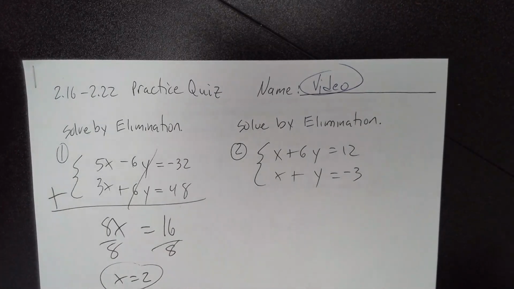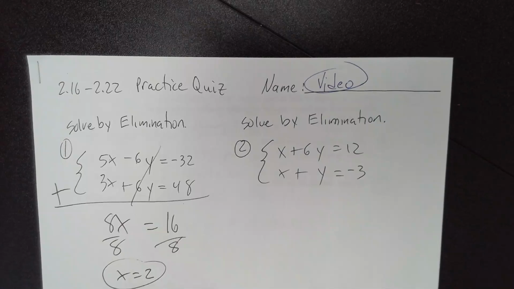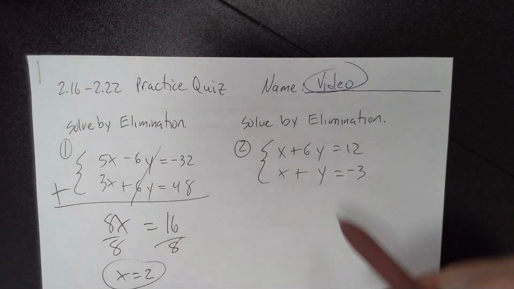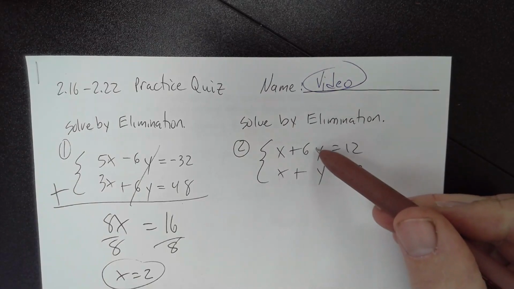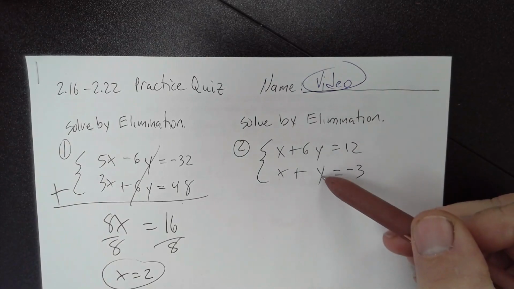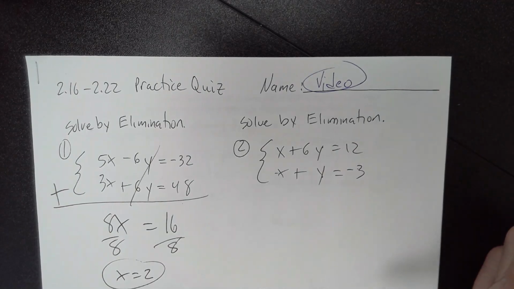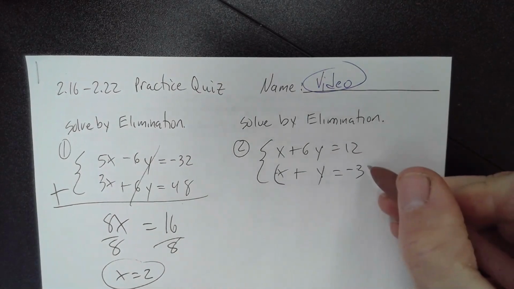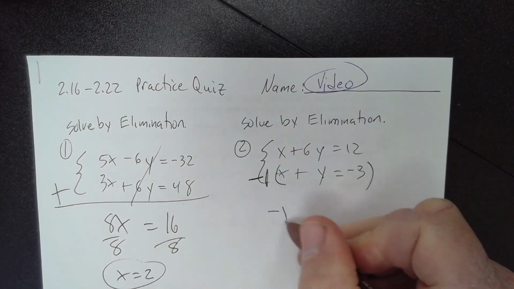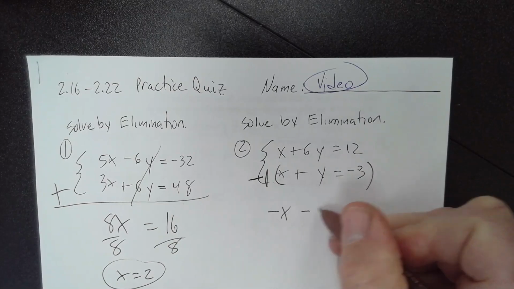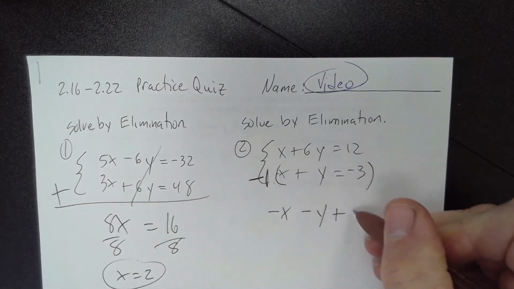On this one here, number 2, we have to manipulate one of the equations so it eliminates. So I'm attracted to the fact that this is x. If I made this negative x, that would be awesome. Also, if this was 6y, you can make that negative 6y by multiplying by negative 6. It works either way. So I'm going to multiply this equation by negative 1. So I get negative x minus y, and then plus 3.